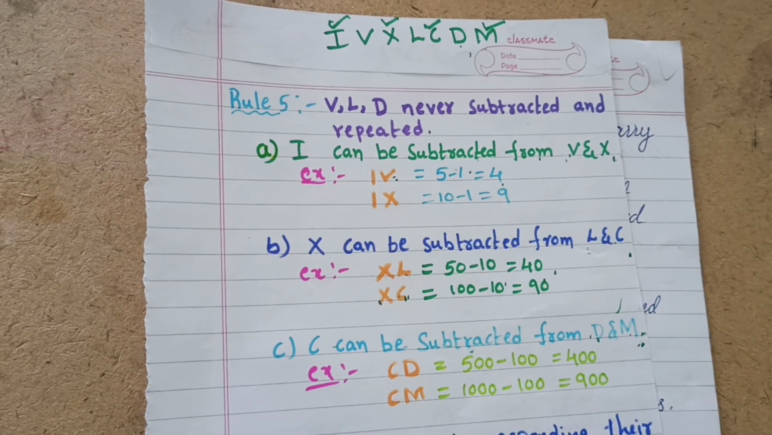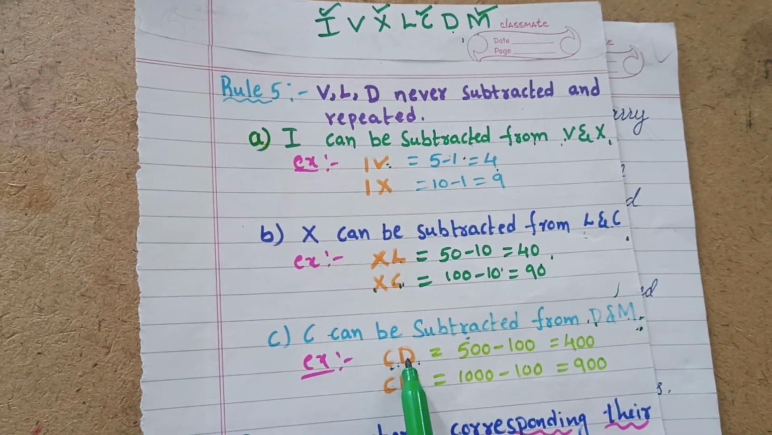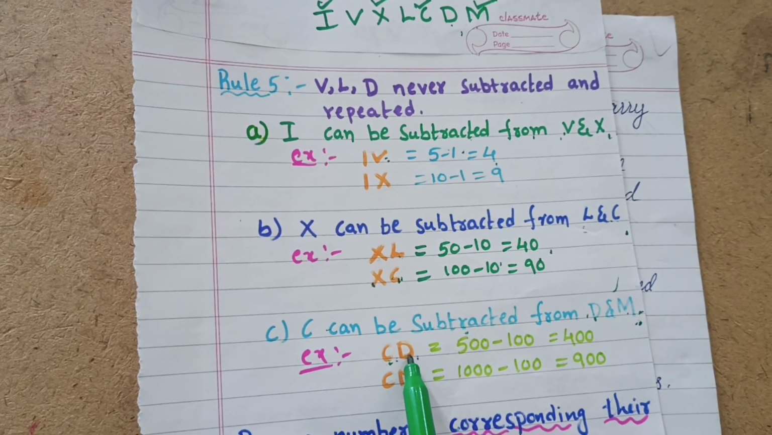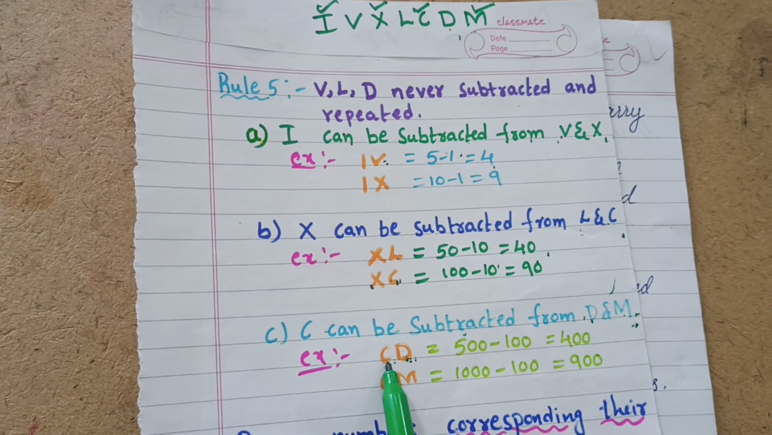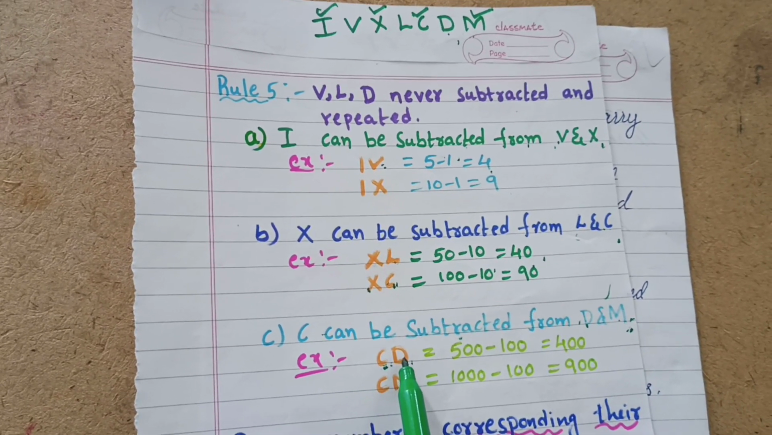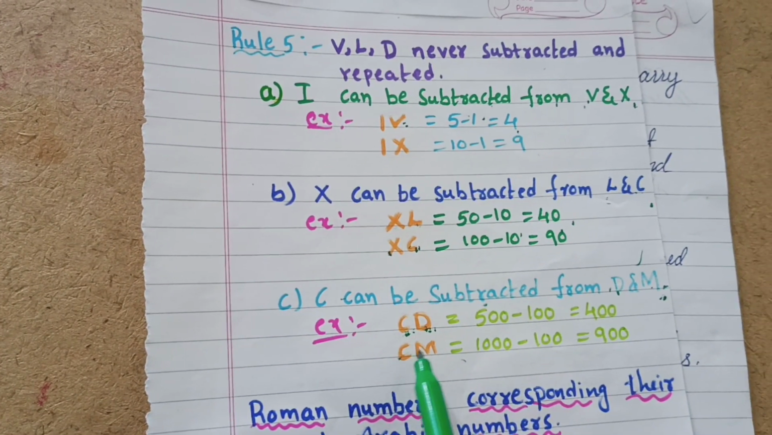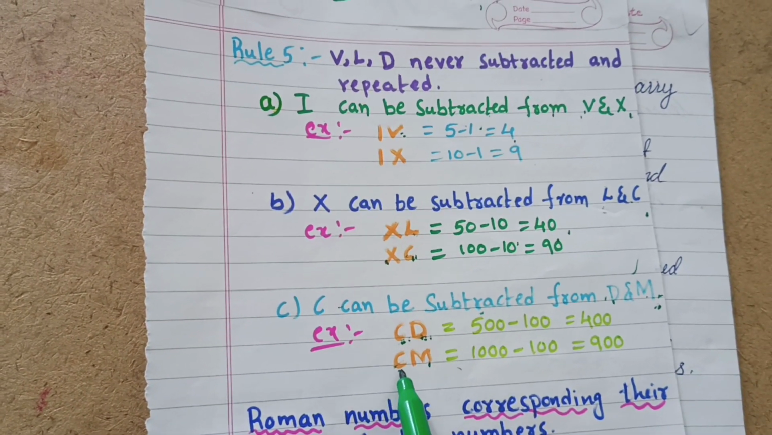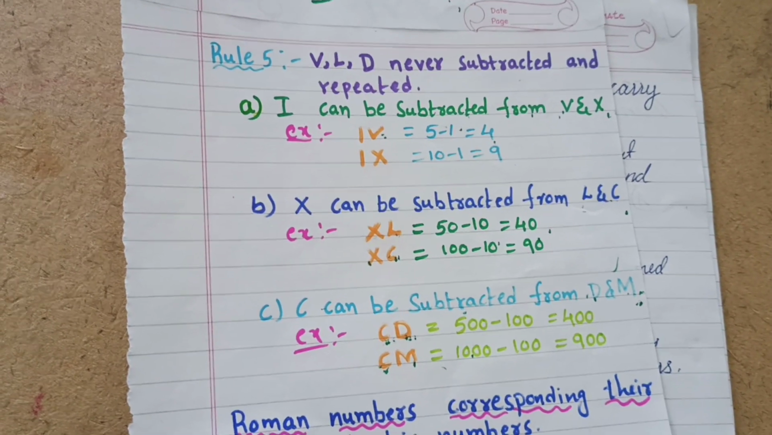Let us see how to subtract. CD. C means 100, D means 500. So the value of D is 500, the value of C is 100. In these two, C is smaller. So this smaller value should be subtracted from the greater value. So 500 minus 100 is 400. Like that, CM. C is 100, M is 1000. So 1000 minus 100 is 900.